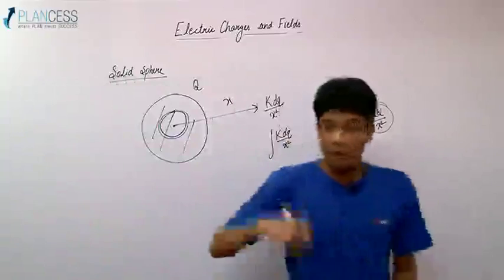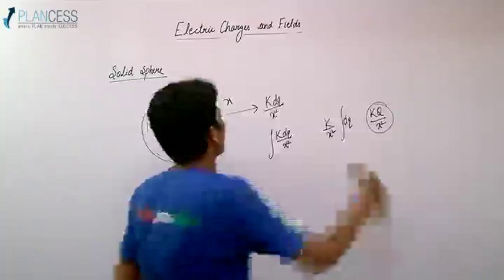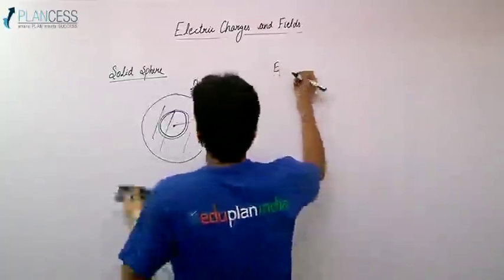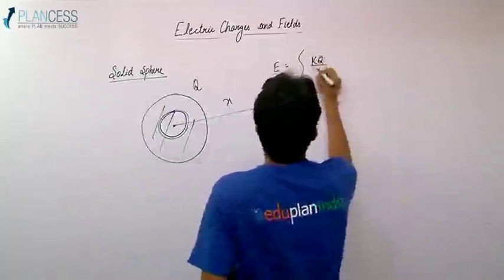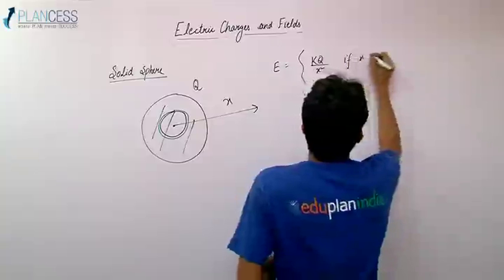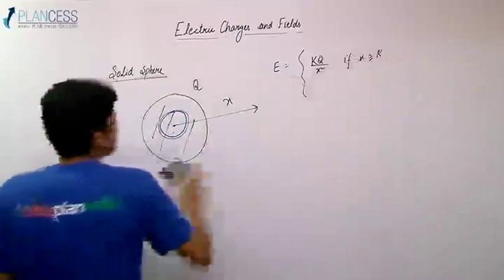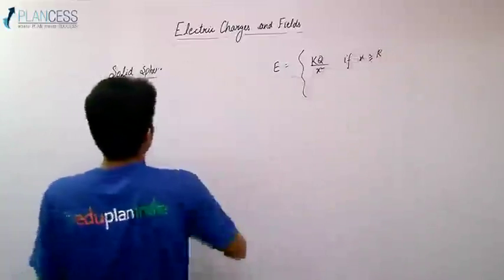So for any point which lies outside the solid sphere, the electric field is kq upon x square. That is, this solid sphere also behaves as a point charge for any point that lies outside its boundaries. So if x is greater than or equal to r, kq upon x square is the electric field. Now, what happens if this x lies inside?